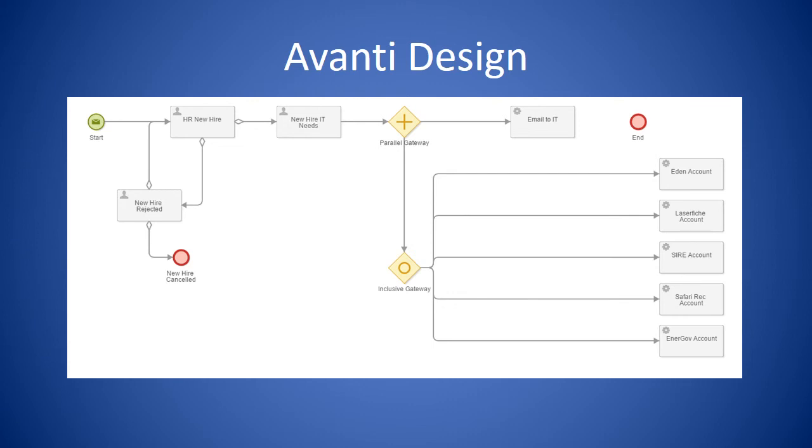However, Avanti can be programmed to automatically send the emails to any of the software admins if the software is checked on the form. The email will list the employee's name and request for application access.